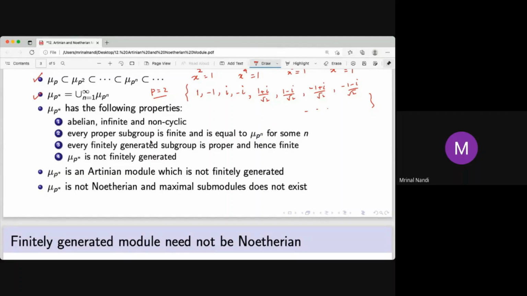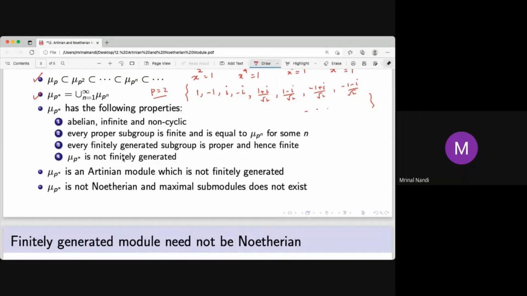So that's non-cyclic. Now, not every proper subgroup is finite. That is the interesting part. Every proper subgroup of this is just equal to some μ_p to the power n. So if you take any proper subgroup other than the group itself, it will just be some μ_p to the power n. These are all the subgroups. So 1 and minus 1 is one subgroup, 1, minus 1, i, minus i is another subgroup. These are all the subgroups other than the group itself.